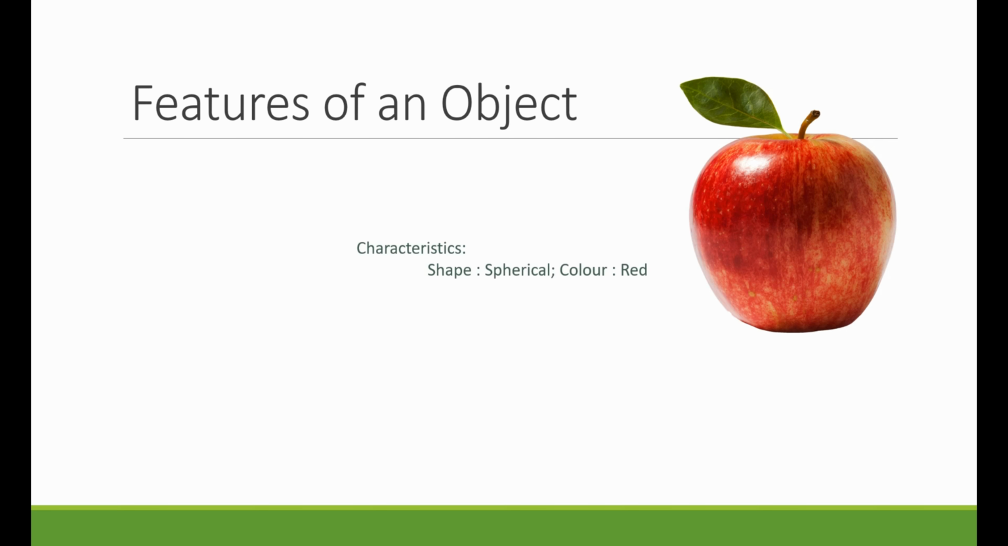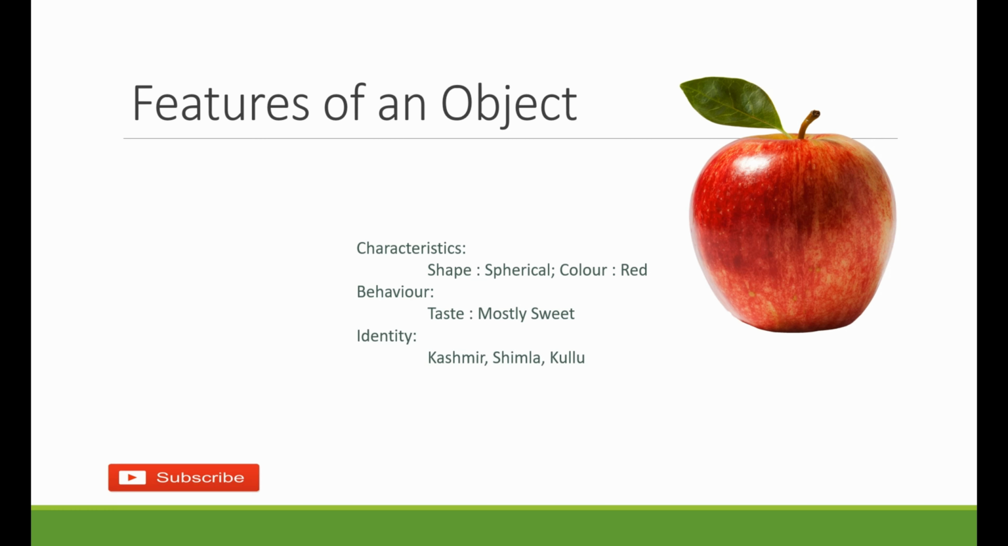But if you look closely, you can easily find out that it has a few more features. If we consider apple as an object, we can see it has features like identity. You can say this apple is a Kashmir apple or Shimla apple or Kulu apple. Maybe it depends on the place where the apple is grown. You can identify that apple.